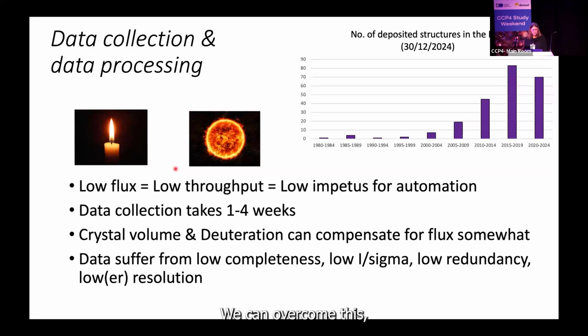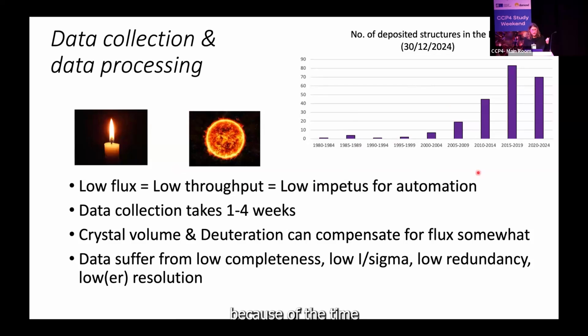We can overcome this low flux to some extent by growing large crystals and deuterating them. You can maybe bring down the time by half or something like this by growing the biggest crystal you can. And you can see here the number of deposited structures. To date there are only 232 deposited neutron structures. So very, very, very few. Of these, maybe 50 or so represent unique protein neutron crystal structures. The rest are mutants or the same thing collected at another pH or with the ligand soaked and so on.